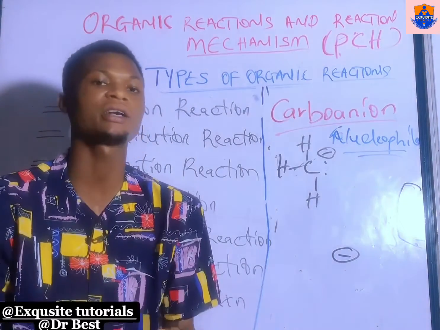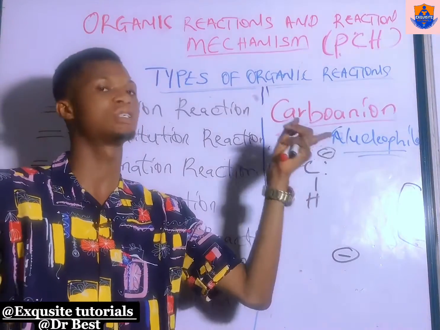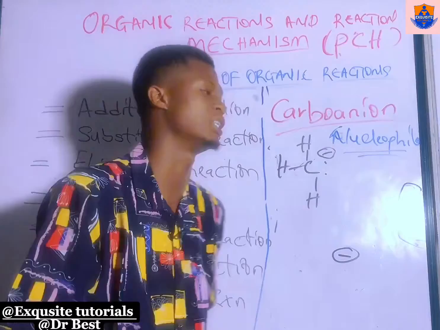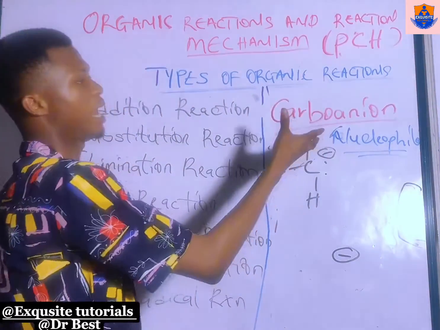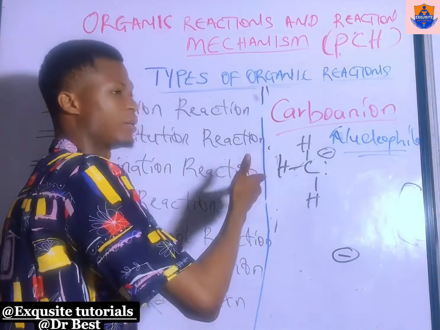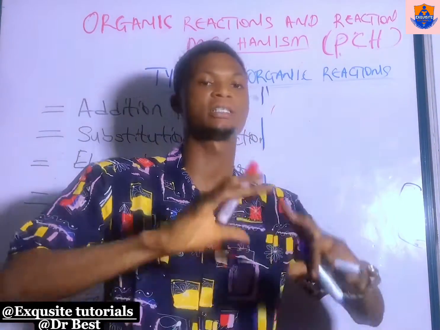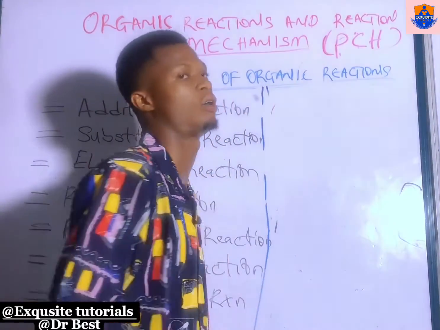So, in a chemical reaction, this center will look for an electrophile. Remember, a nucleophile is electron rich. It will look for a center which is electron deficient to form a compound. So, carbanions are nucleophiles, carbocations are electrophiles. The reason why we are looking at these terms is that these are the terms you are going to come across when talking about reactions in organic chemistry.